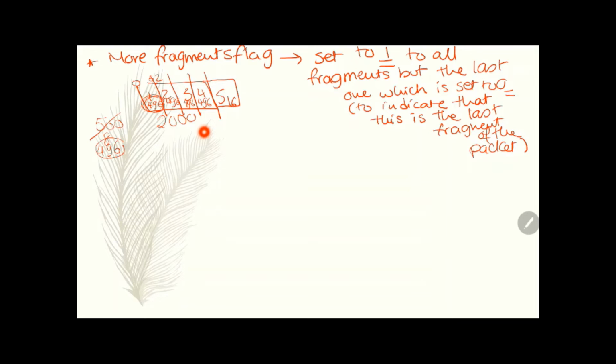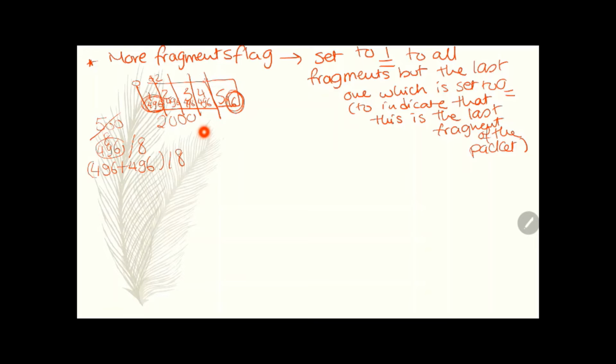And how did I get the offset? I simply divided the 496 by 8. For the second and third fragments, how did I get the offset? I had 496 plus 496, the total shift from the beginning, so two shifts, 496 plus 496, divided by 8. So all the fragments should be divisible by 8, but the last one, I don't care if it's divisible by 8 or not. It's just the remainder.